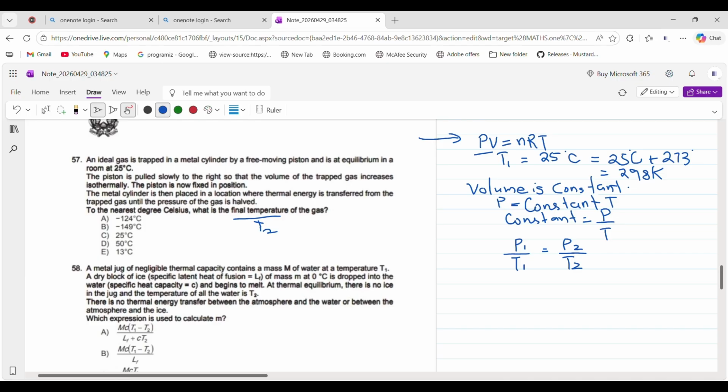Now see what you have to do now. P1 upon T1 is already given in Kelvin, right? So 298 equals, pressure is halved. See, pressure is halved, which means 1 by 2. Halved means half, right? So half upon T2 we have to find. Now you have all the values, you just need to calculate your final temperature.